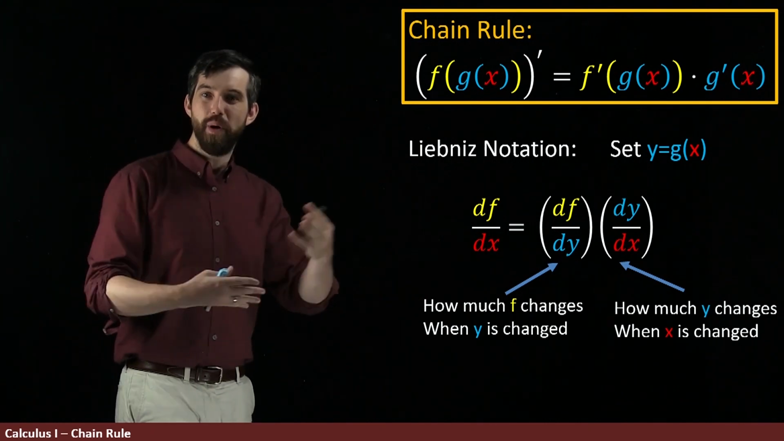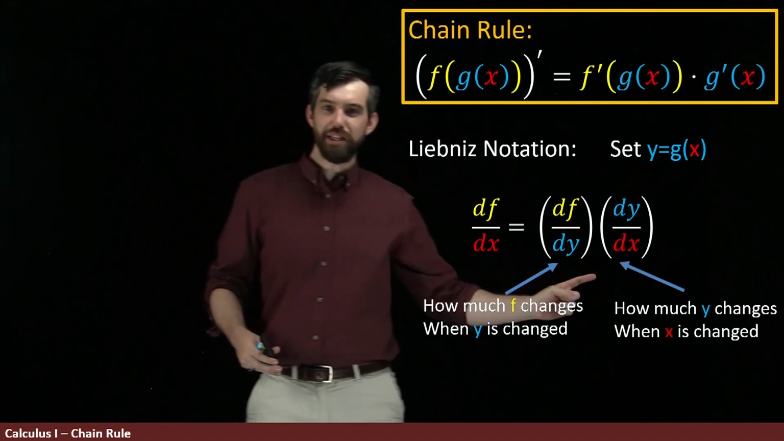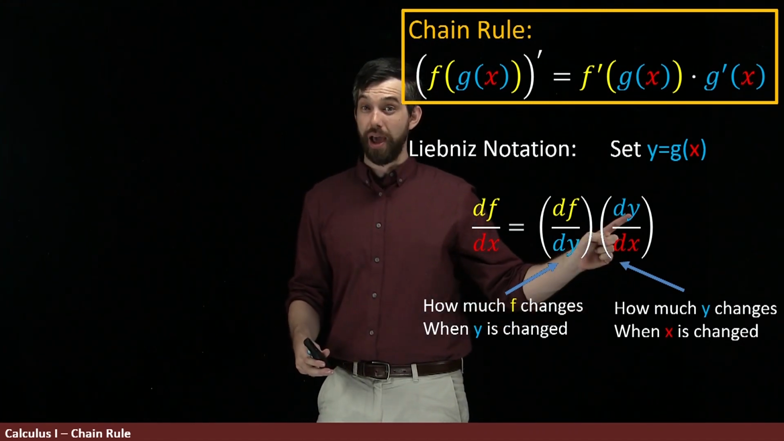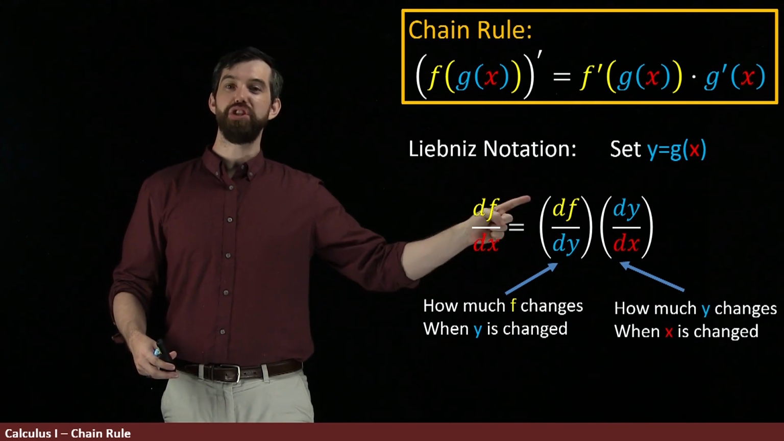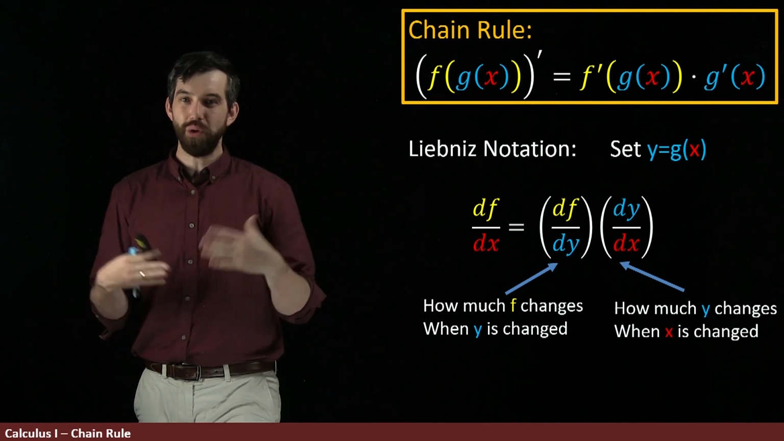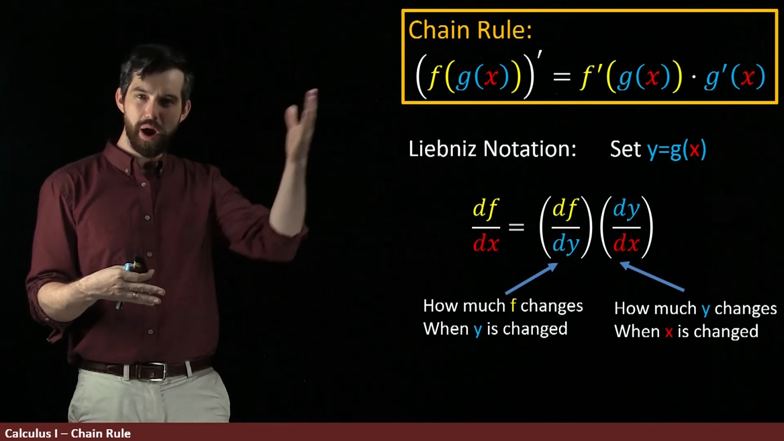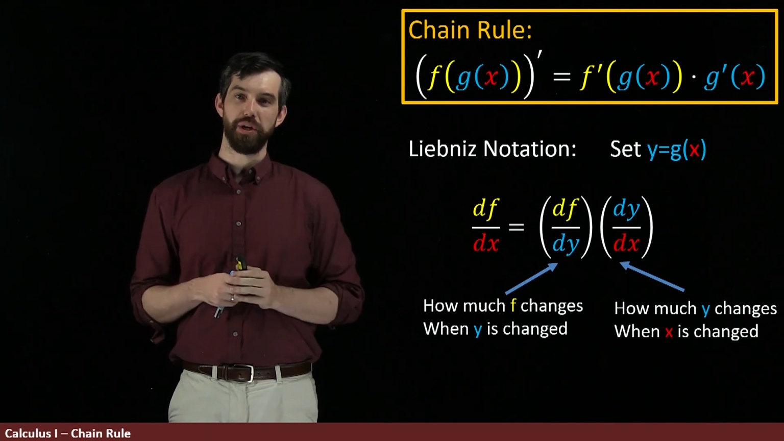And then if I think about what's happening with a composition, with an inside function and an outside function, you change the variable a little bit and that changes the y. Now that the y has changed a little bit, you're going to be changing the outside function. You're going to be changing the f. And so I think that it makes it a little bit more transparent why the chain rule is this product of these two things when it's written in Leibniz notation.